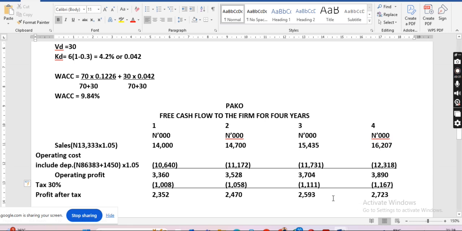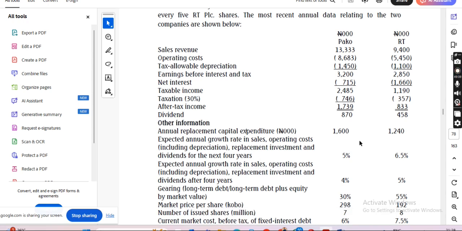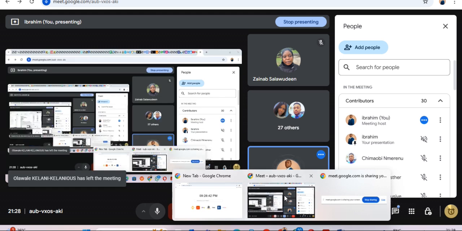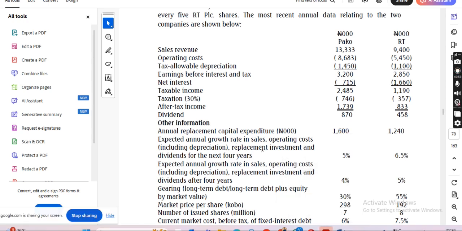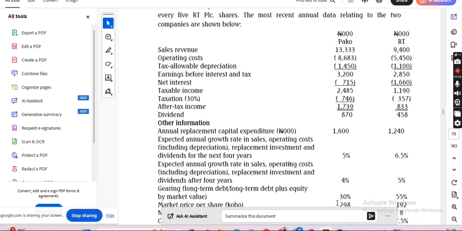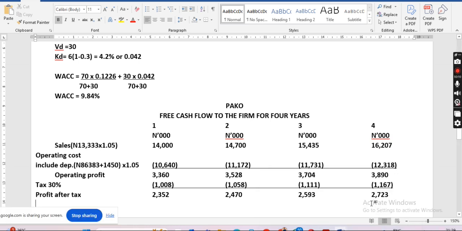Check the replacement cost given to us in the question. We're told that there will be a replacement investment. Don't forget that the real cost of the replacement is 1,600. And we're told that the replacement investment will also have a growth rate. Another thing you should be aware of is your depreciation. Don't forget that in your profit after tax, depreciation has actually been included. You've added depreciation, which is 1,450.